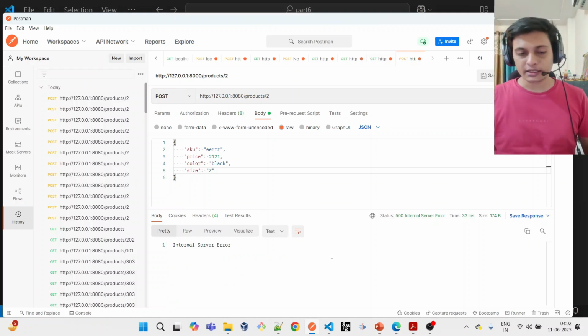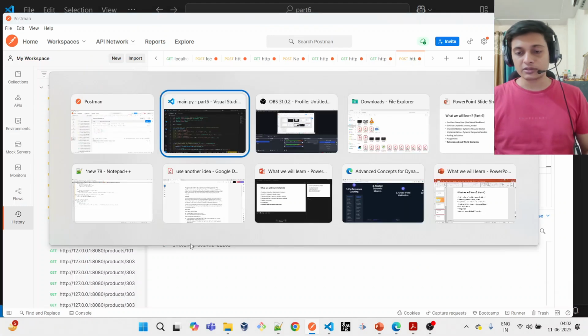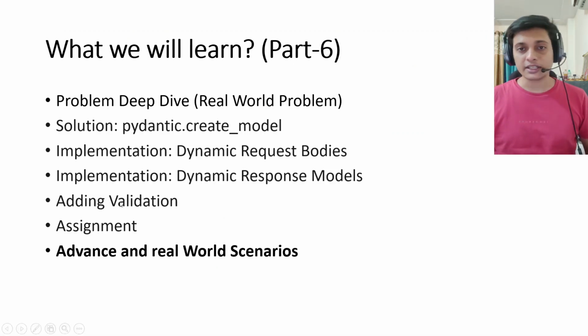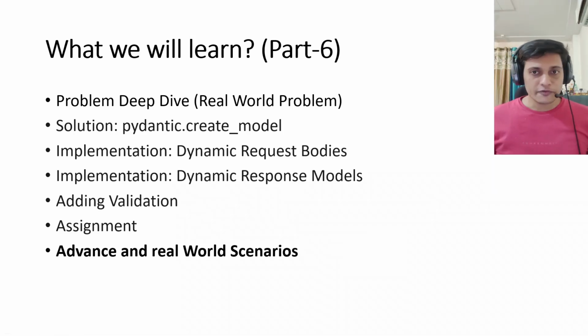If we had handled it, then definitely we would get a valid message. But as we didn't handle it, it is giving me the internal server error. So this part we also worked on, adding validation. We can add validation to our database schemas too. So we have completed the part of adding validation, and from this we have completed the cycle of Pydantic create_model too. So we are now experts in this dynamic part.